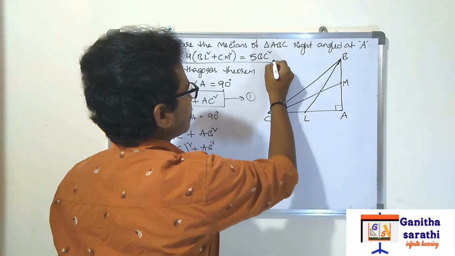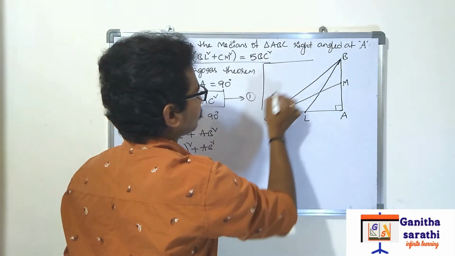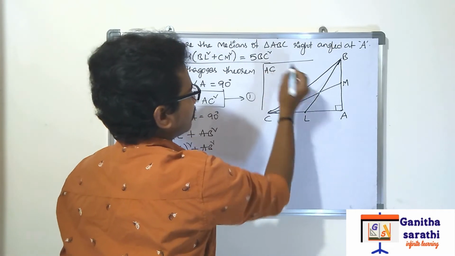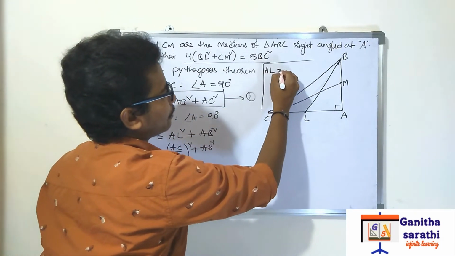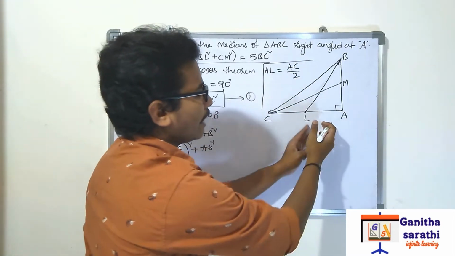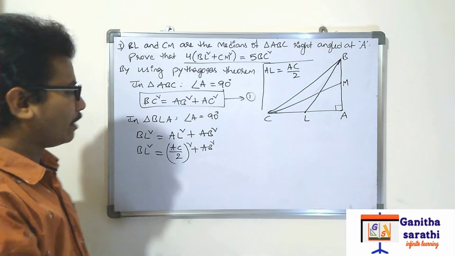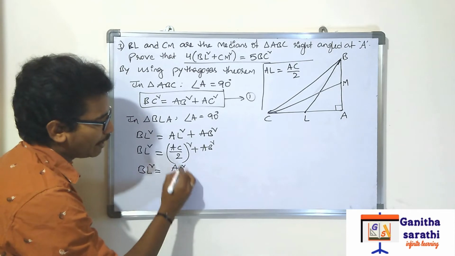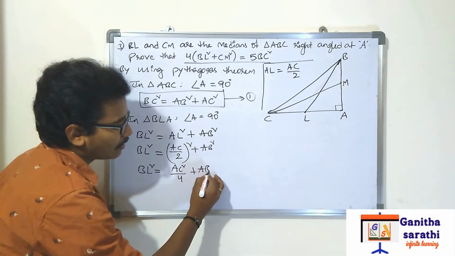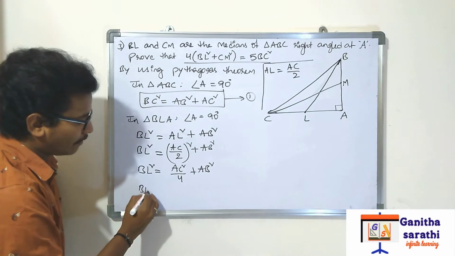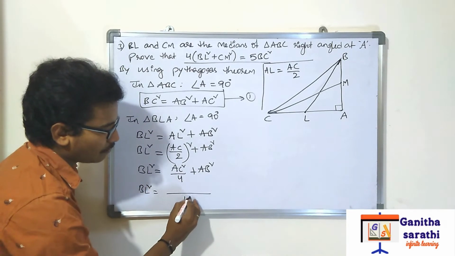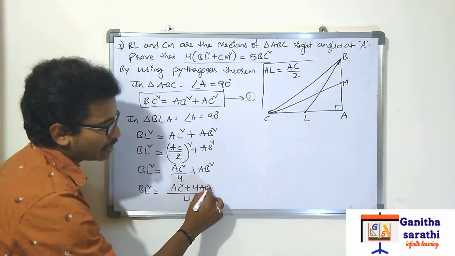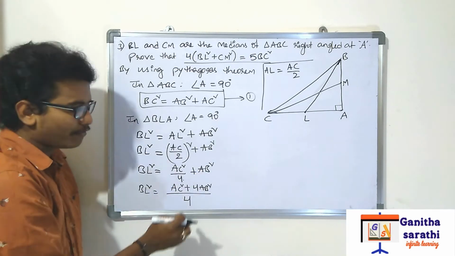Understood? So here I am writing the conditions. AL can be written as AC by 2, because in AC, AL is half. Now see here. BL square is equal to AC square by 2 square, which means 4, plus AB square. What is the LCM here? 4. So AC square plus 4AB square, over 4.